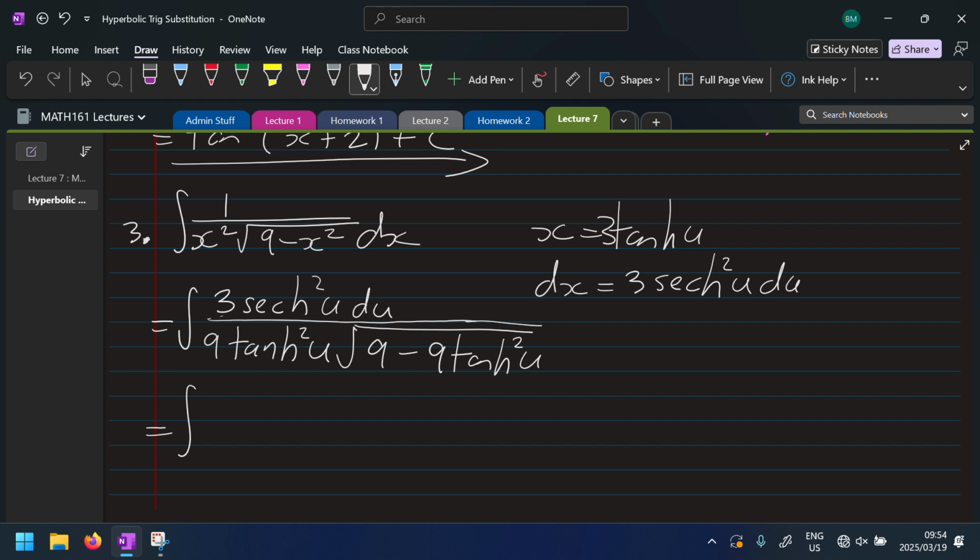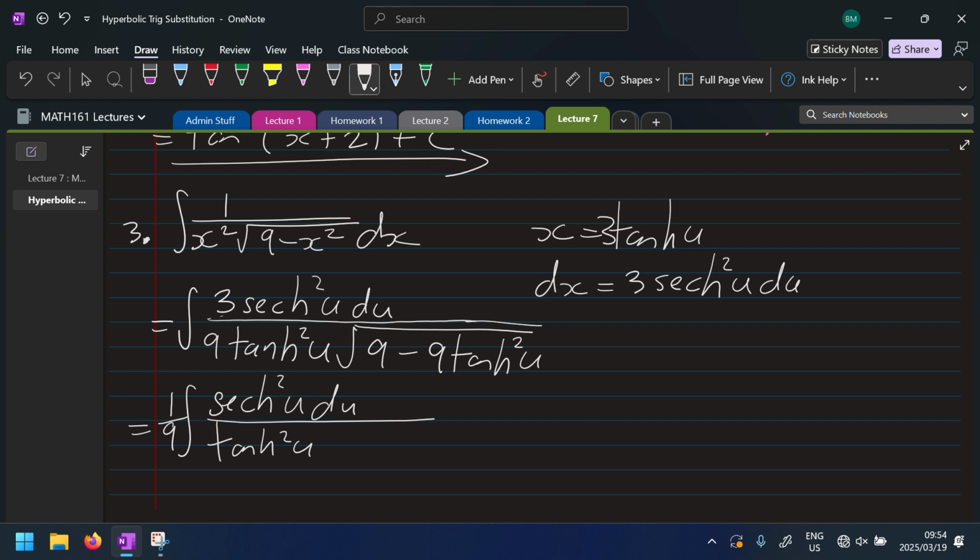Okay, integral. Let's see what we can simplify here. In the root there, we've got a 9. Root 9 is 3, so that cancels with the 3 at the top. We've got another 9 here, so we can take that out. So let's write that as 1 over 9. Sech squared u du, that can stay. Tanh squared u there.